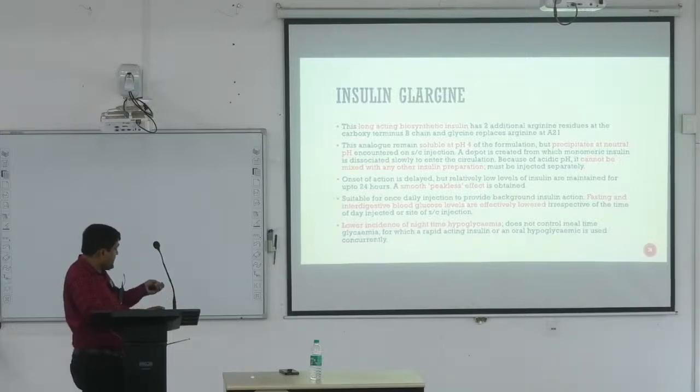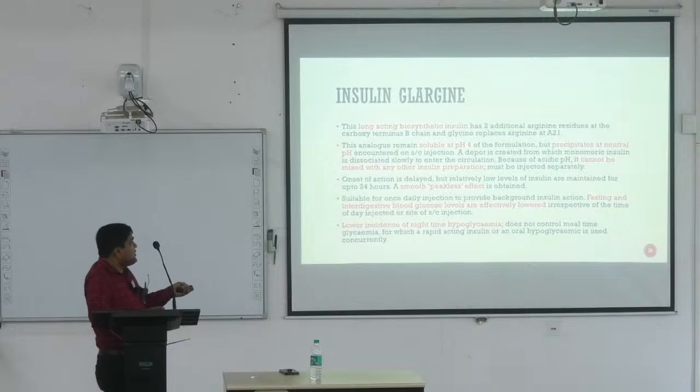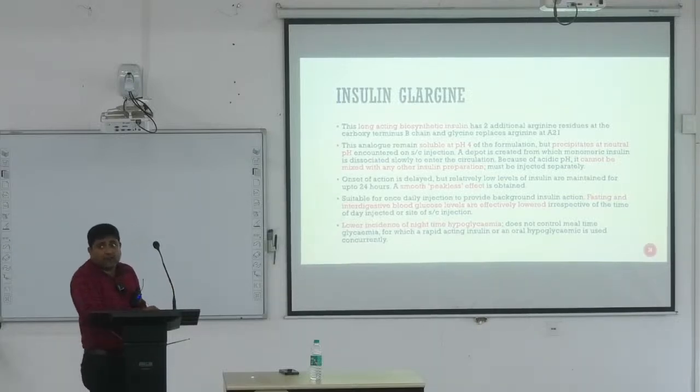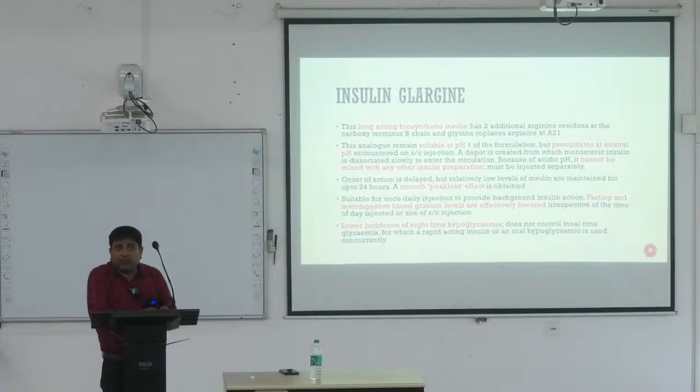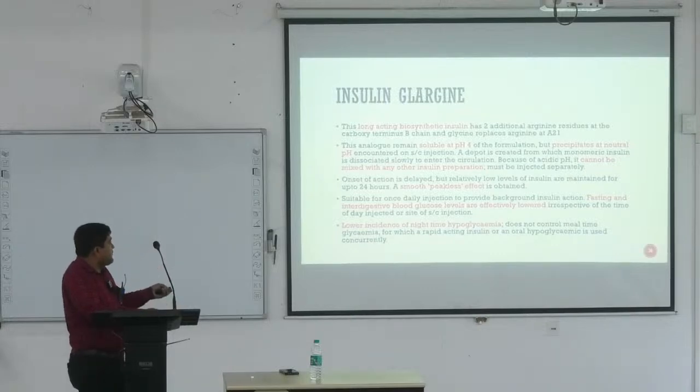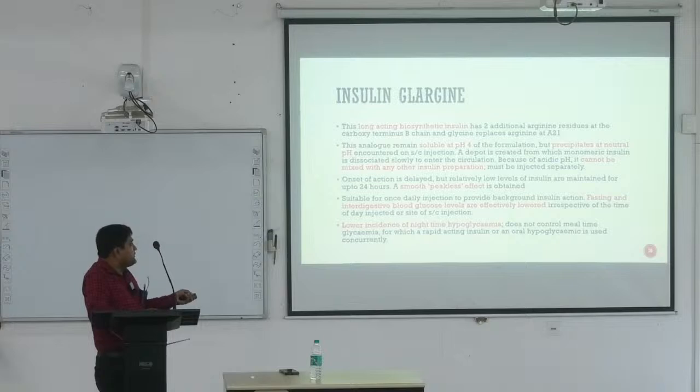Now, it is suitable for once daily injection to provide background insulin action. It takes care of only fasting hyperglycemia and has to be combined with short-acting insulin to take care of the meal hyperglycemia. Fasting and interdigestive blood glucose levels are effectively lowered. Advantage: lower incidence of nighttime hypoglycemia.